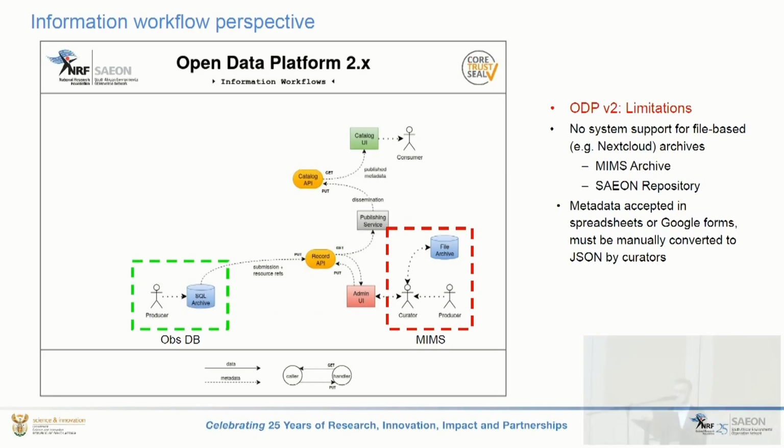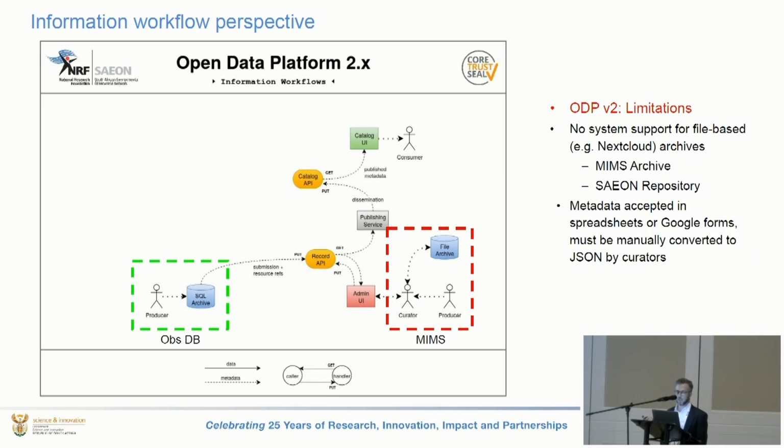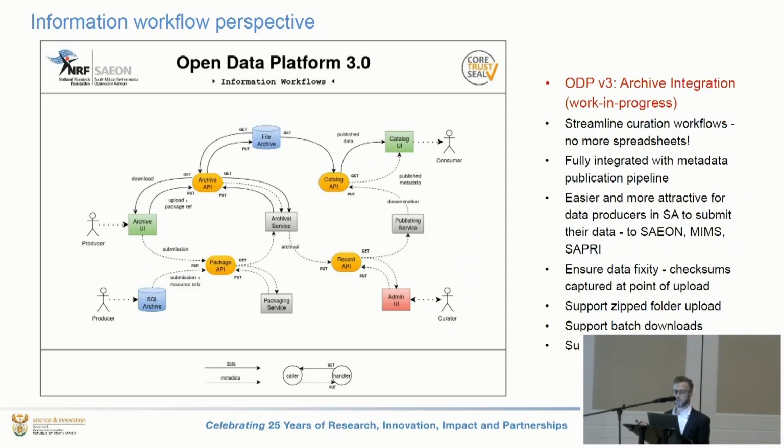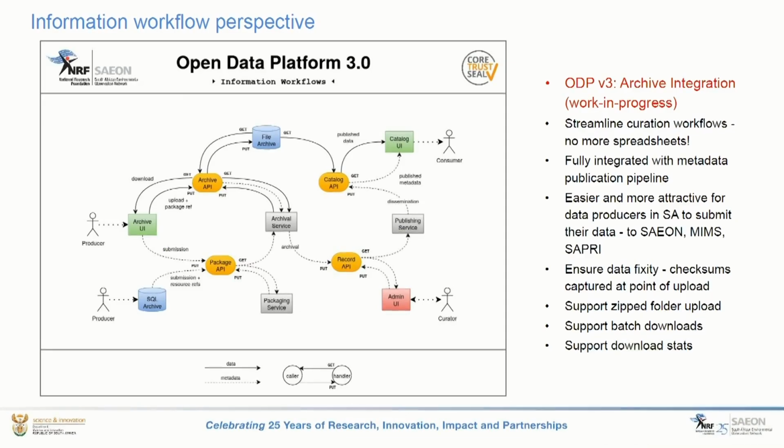So the main limitation of the current platform is that there's no system support for file-based archives. We use Nextcloud in a couple of cases, and currently curators still have to accept metadata using spreadsheets or Google Forms and manually create the JSON records using the admin interface. So what we're doing in ODP version 3, there's a lot of work on the go to better support file archives and take some of the workload off data curators.